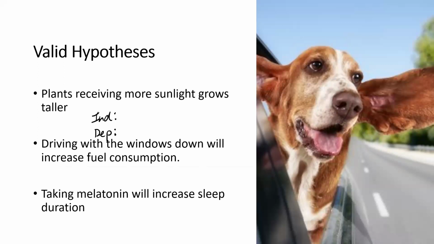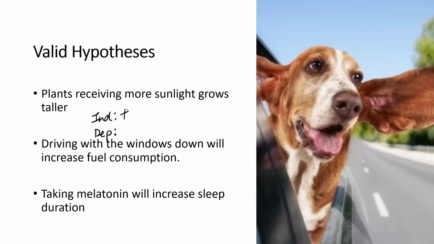Okay, thank you very much. Let's come back together. Driving with the windows down will increase fuel consumption. Anybody want to share what the independent variable is? Sure, go ahead. The independent is going to be the windows down and then fuel is dependent. Okay, yeah, so that's good.